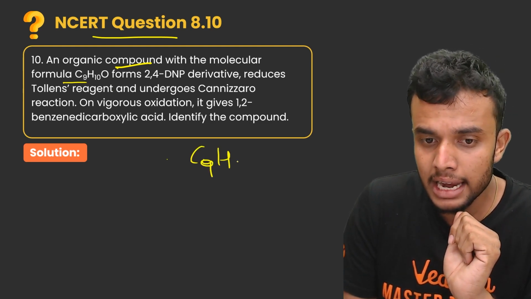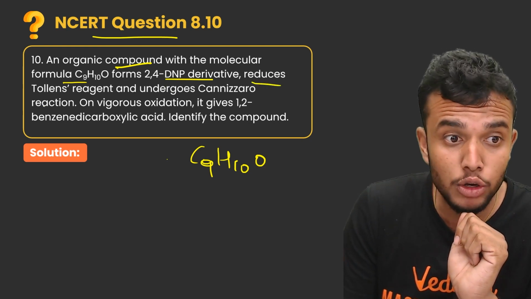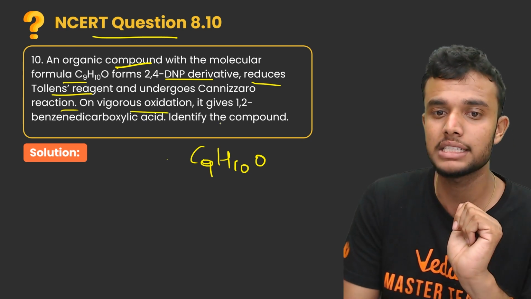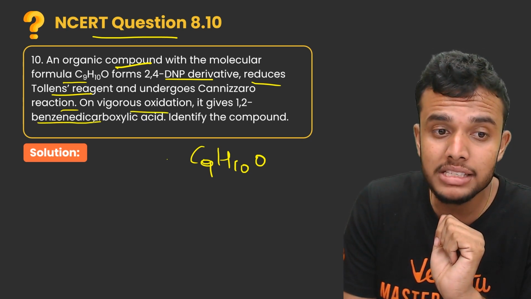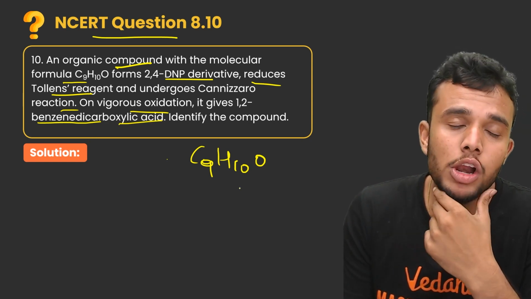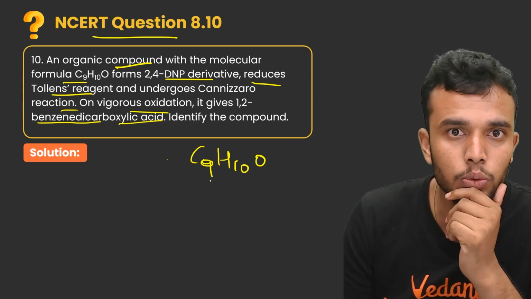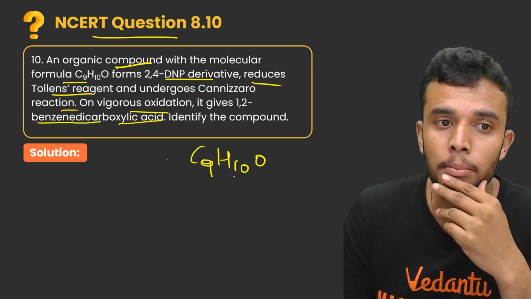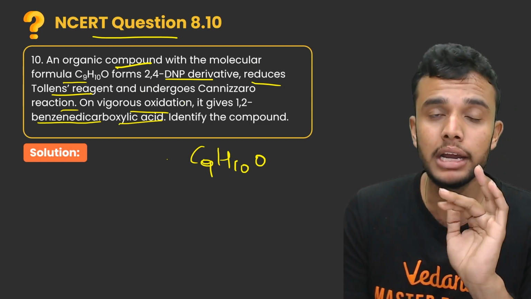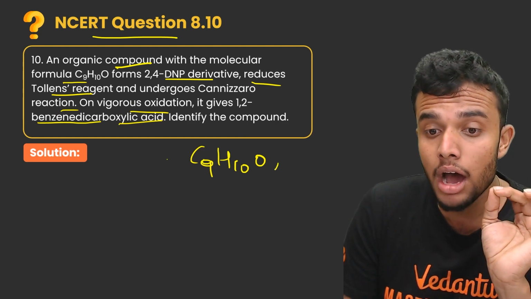An organic compound with molecular formula C9H10O forms a 2,4-DNP derivative. Also, it reduces Tollens reagent and undergoes the Cannizzaro reaction, and on vigorous oxidation it gives 1,2-benzene dicarboxylic acid. Identify the compound. The molecular formula is C9H10O. Okay students? The compound forms a 2,4-DNP derivative and it also reduces Tollens reagent. That's why the compound must be an aldehyde.